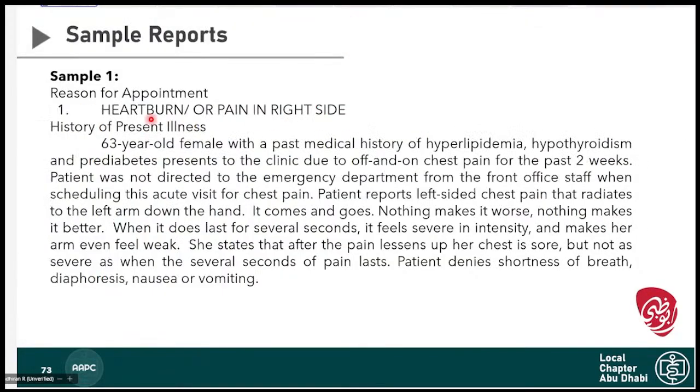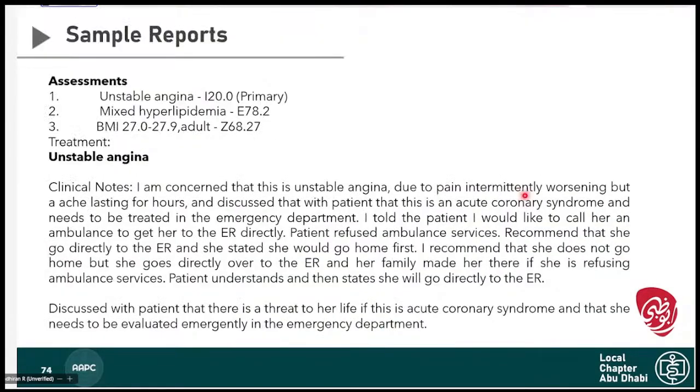So here we have a few sample reports. In sample one, the patient has heartburn and pain on the left side, which was unfortunately documented as the right side. Below, it is documented: patient reports left-sided chest pain that radiates from the left arm down to the hand. It comes and goes. Nothing makes it worse, nothing makes it better. So the patient visited with a complaint of left-sided chest pain, and the provider documented the condition as unstable angina and mixed hyperlipidemia, along with BMI.